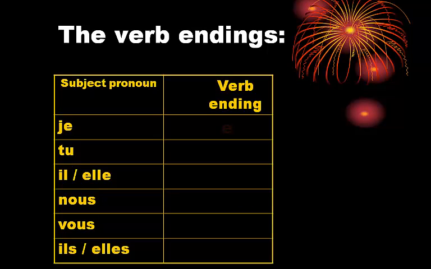If our subject is je, we'll add the letter E to the end of our stem. If our subject is tu, we'll add ES. If our subject is il, elle, or on, we'll add the letter E, just like we do with je. If our subject is nous, we'll add the letters O and S. If our subject is vous, we'll add EZ. And if our subject is ils or elles, plural, we'll add ENT. And I want to point out that that ENT is always silent. We'll never pronounce those three letters.